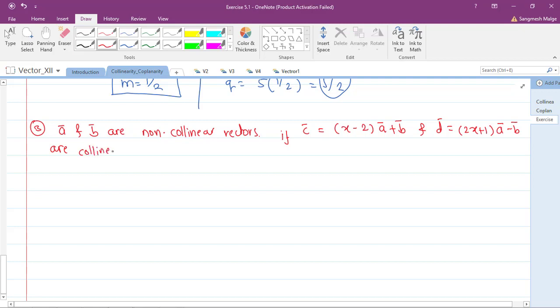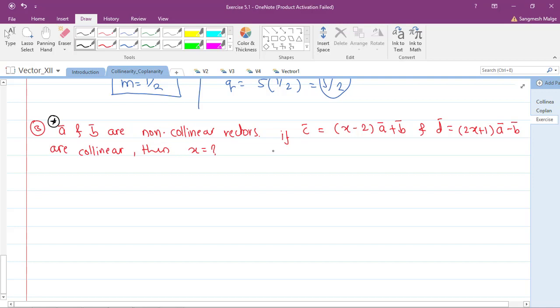a and b are not collinear, but the linear combination of a and b is collinear, that's what they are saying. c bar and d bar are collinear. Then find the value of x. Very simple question. Here, just by introducing this statement, they have increased the confusion of students, but we are all very smart students and will not get trapped in this statement.